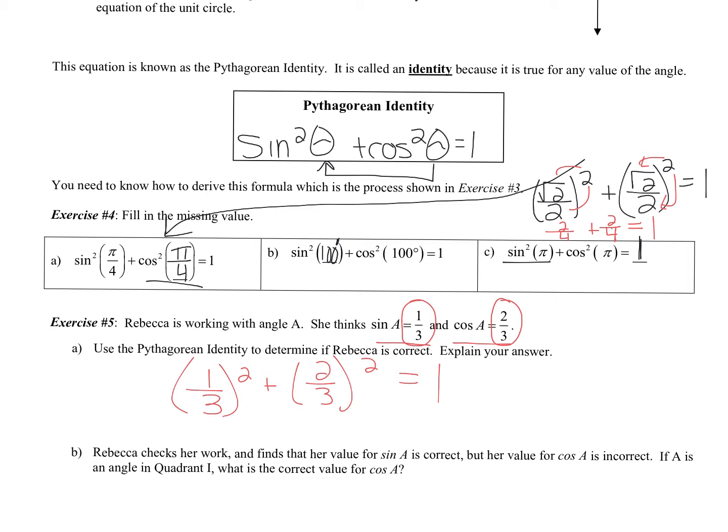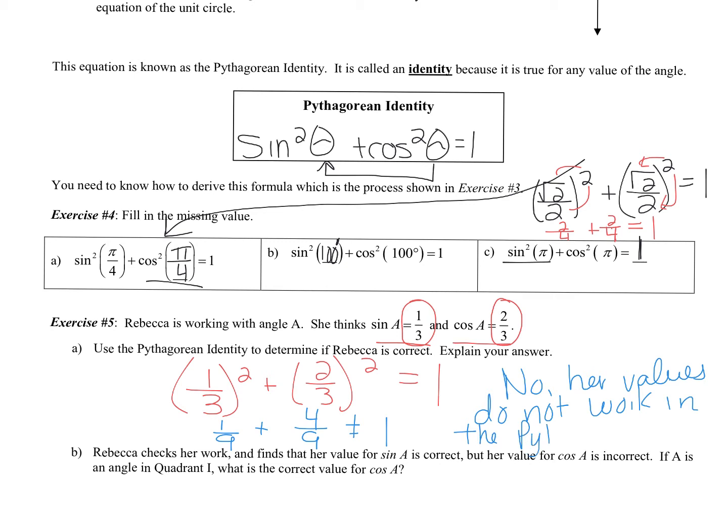So looking at my first fraction, this gives me 1/9. This one gives me 4/9. That is not equal to 1, that's equal to 5/9. So no, her values do not work in the Pythagorean identity. They work in sine A plus cosine A equals 1, but not when we square, which is what the identity says should be true.